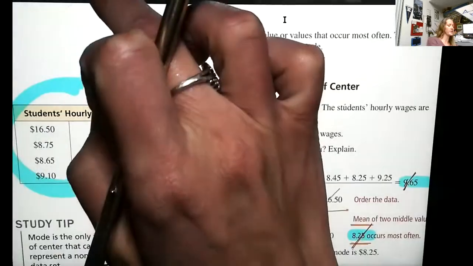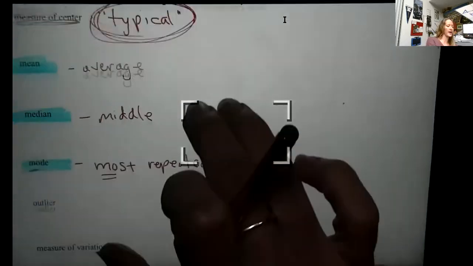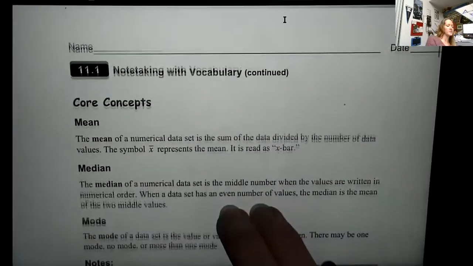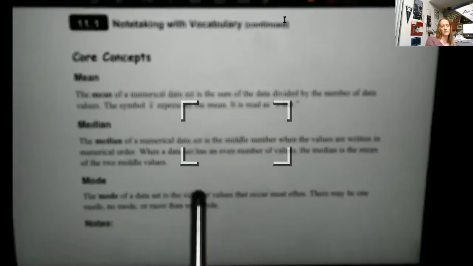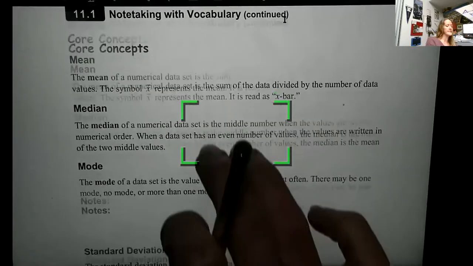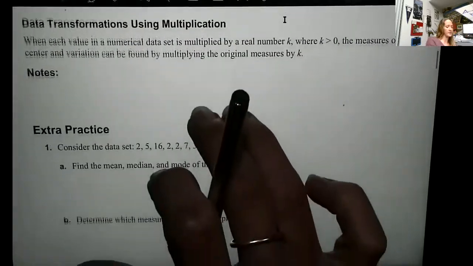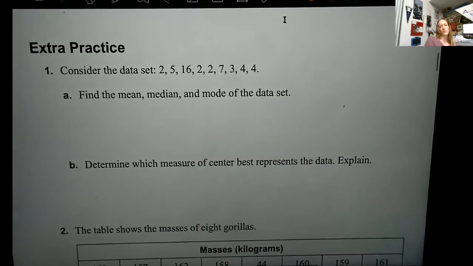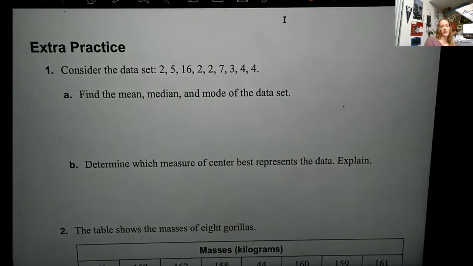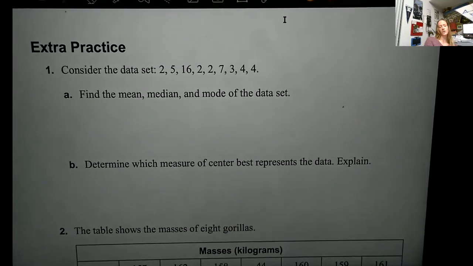Let's go ahead and, if you guys are taking notes with us, do an example. An example that has us finding these key concepts of mean, median, and mode, which are presented in your book as well, is this example that says, okay, extra practice. Here we go. So what if they give us our own amount of data? We have 2, 5, 16, 2, 2, 7, 3, 4, 4. It could be quiz scores.